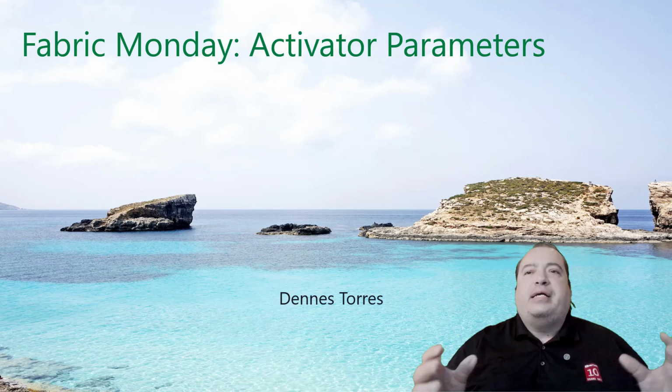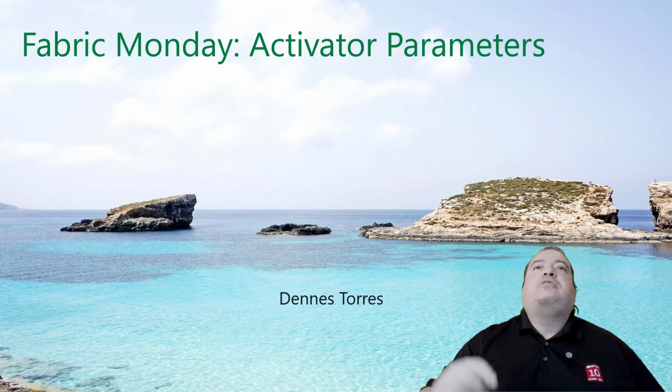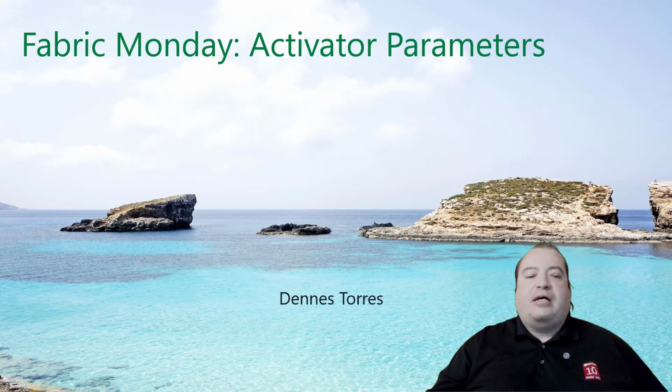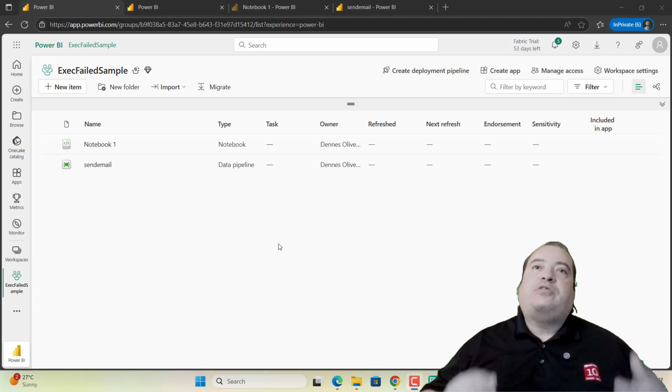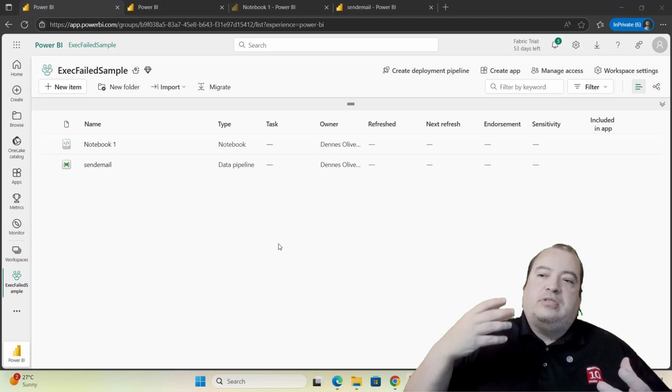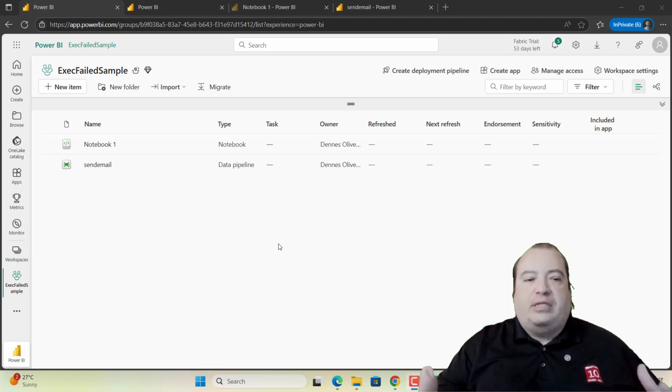This is a great new feature announced in the July update of Microsoft Fabric. Let's see how it works. Activator objects were not capable of passing parameters to the Fabric item they were calling. This was a huge limitation.